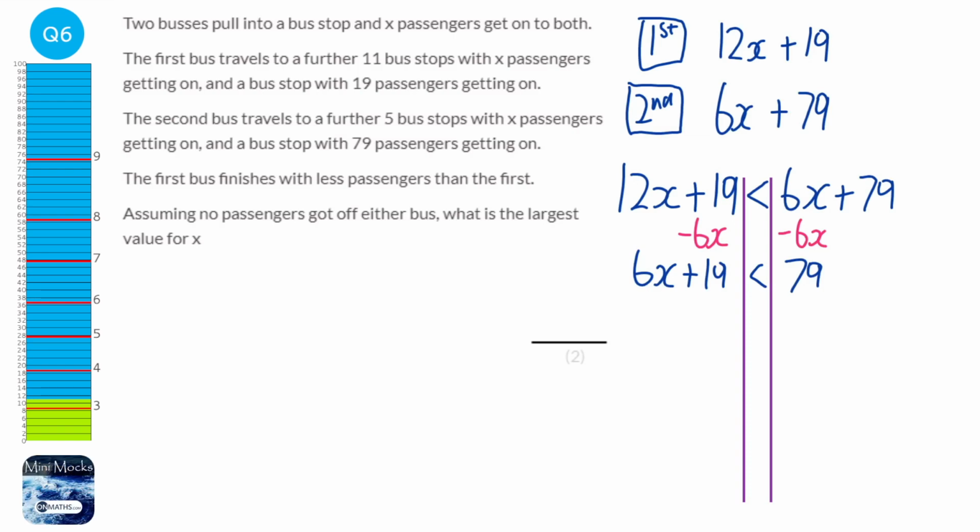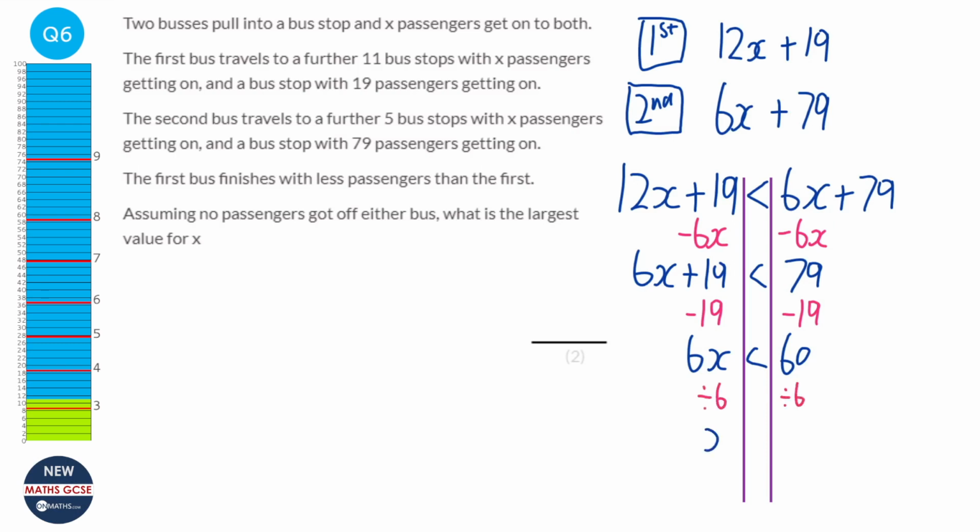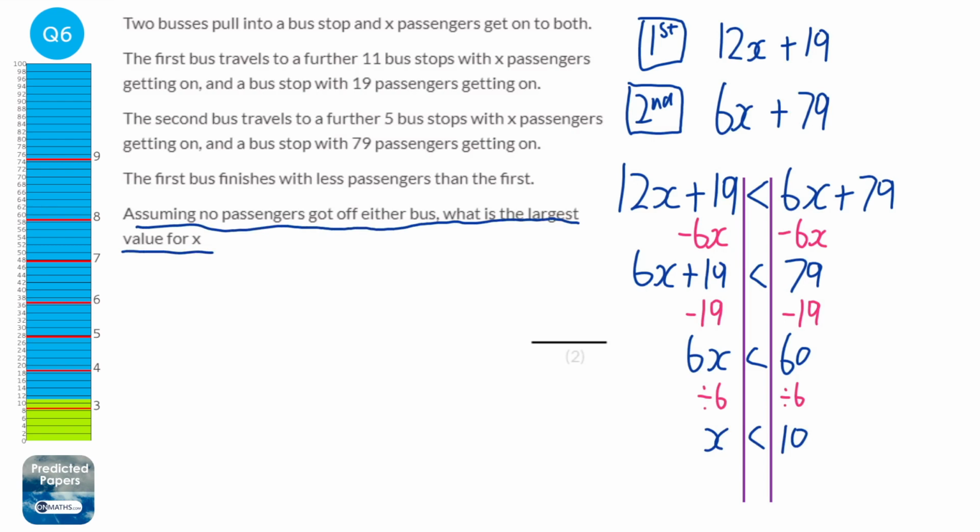And next thing we're going to do is take away the 19 from both sides. And so, meant to be 60. Got ahead of myself. And the last thing we do is divide by 6 both sides. And so we've got x is less than 10. Now, it says here, assuming no passengers got off either bus, what is the largest value for x? Now, it is tempting to write down 10, but it says x has to be less than 10. So the biggest number we can get that is less than 10 is 9.